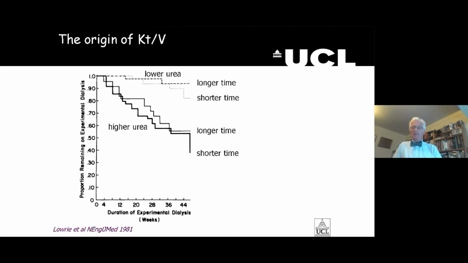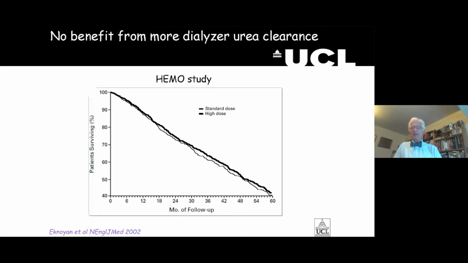But in the next slide, this study, the HEMO study, again in North America, in the US, looked at what happened if there was a higher target of urea clearance. And what you can see from this is that by simply trying to achieve a higher target of urea clearance, there was no benefit in terms of patient survival.